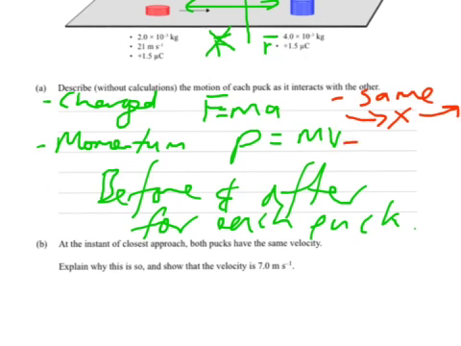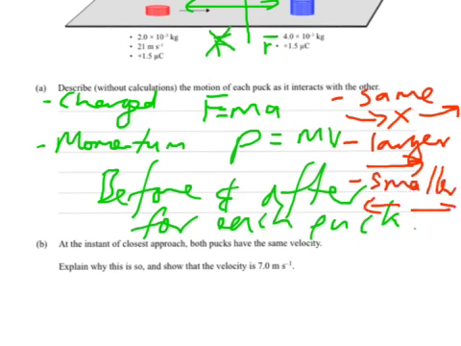If the red puck was larger, then it would crash into the blue puck and they would both continue on in that direction to the right. But since it's smaller, it's going to transfer some momentum and it'll bounce back while the blue puck carries on. Okay, so that's quite important too.